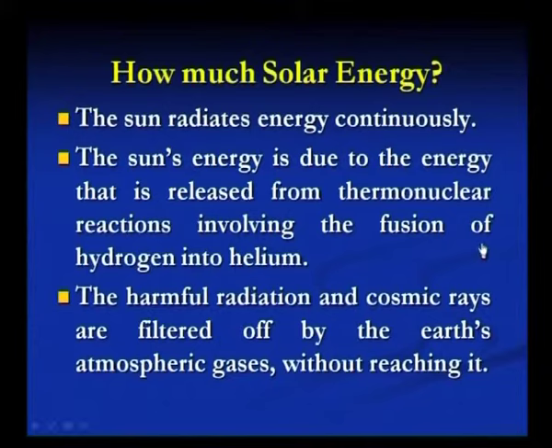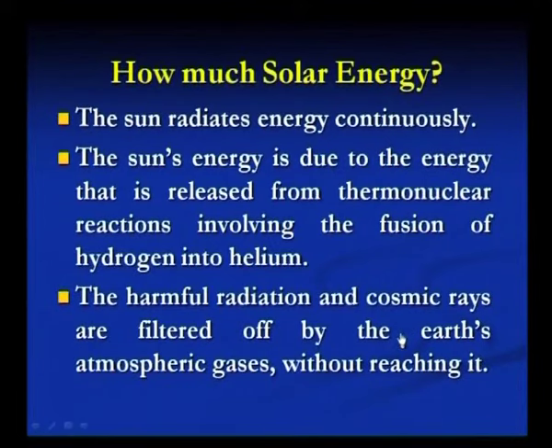The sun radiates energy consistently and continuously. It is generating energy at the source. The sun's energy is due to the energy released from thermonuclear reactions, which involve the fusion of hydrogen atoms into helium. This is the fusion reaction, which is responsible for such a large amount of energy being produced in the sun.